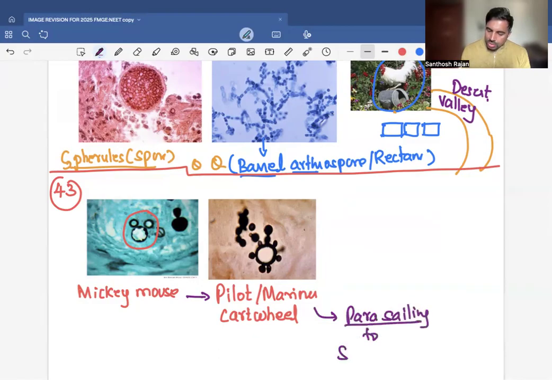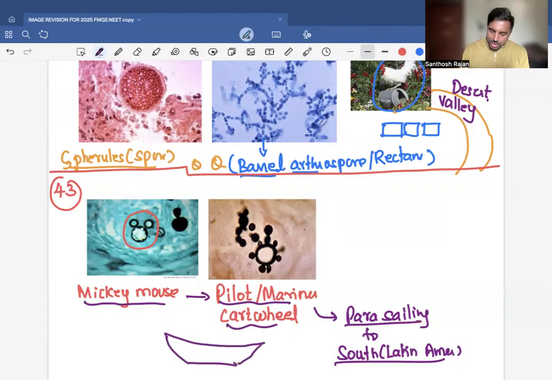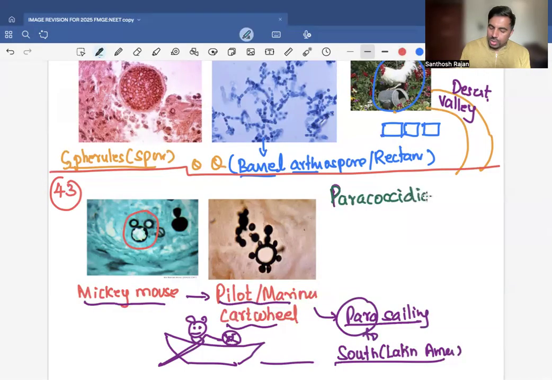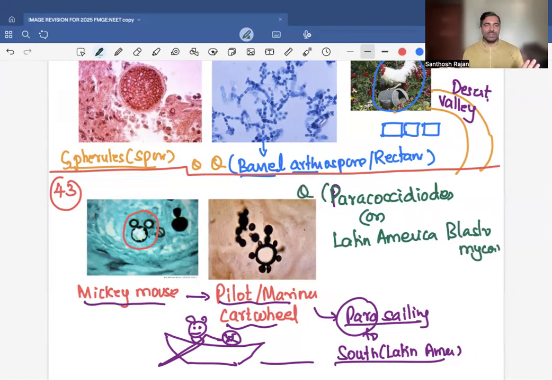This Mickey Mouse in a pilot, where is it going? Parasailing to South America or Latin America. So what is the idea? The pilot Mickey Mouse or mariner cartwheel, this is the ship. Your beautiful Mickey Mouse is driving its cartwheel and going to Latin America. So when I say parasail, the disease name is paracoccidioidomycosis, or we also call it Latin American or South American blastomycosis. Very simple. Expect one question from here also. Very simple and easy, so you'll not make any mistake.